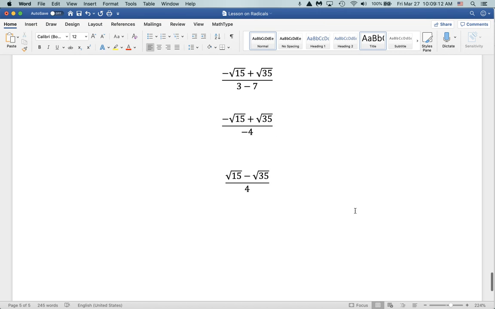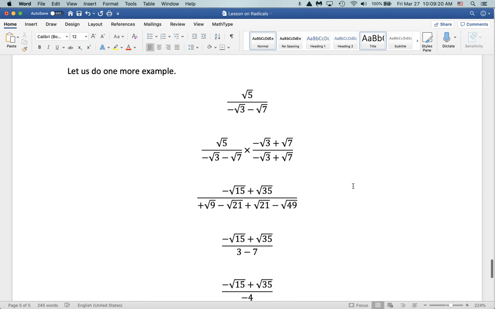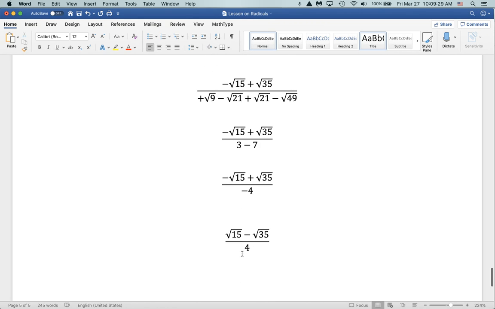So your final solution is the square root of 15 minus the square root of 35 all over 4, which has no square root in the denominator, which is quite a bit different than this. So a lot of times when you do rationalize the denominator and it has 2 terms in the denominator, you always get down to 1 term in the denominator, and you're left oftentimes with 2 terms in the numerator.